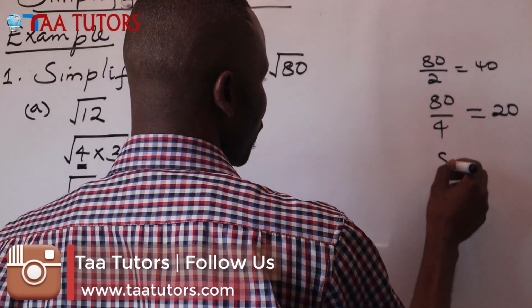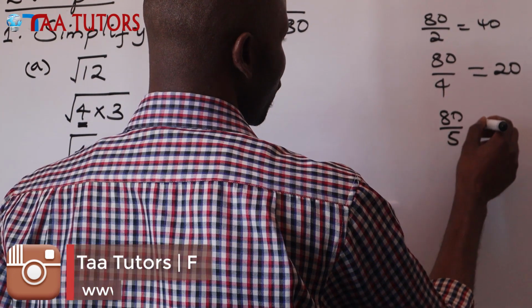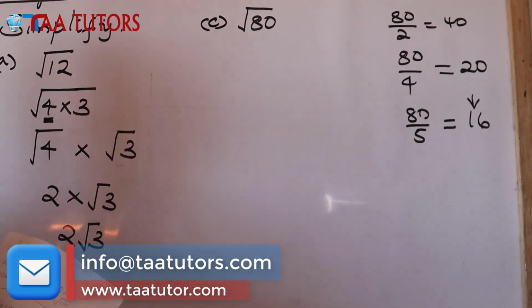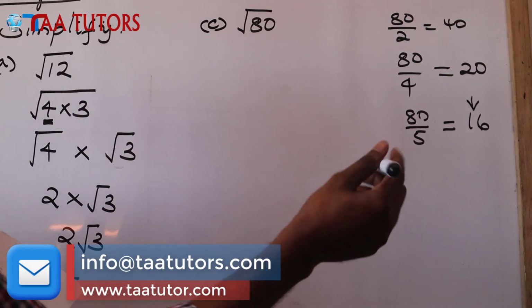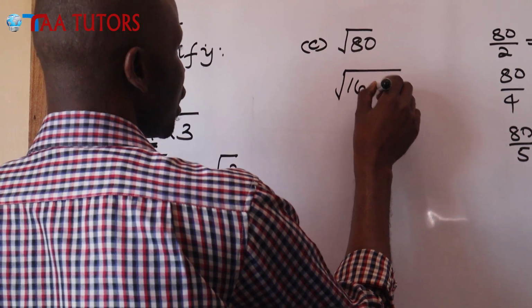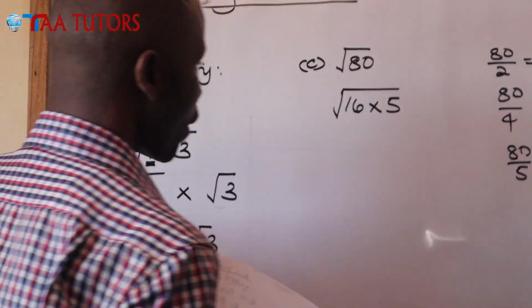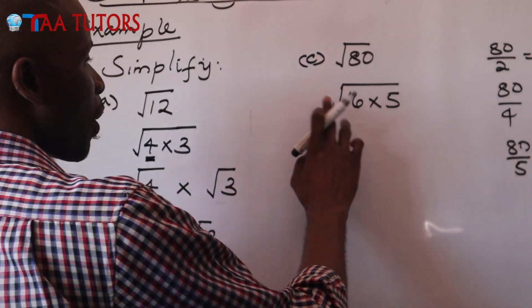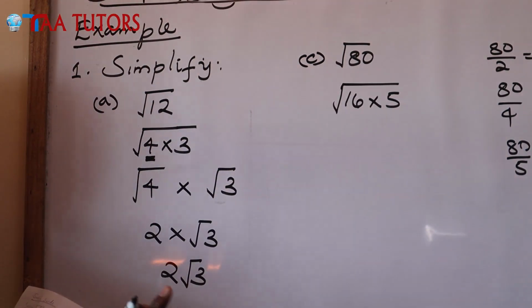Let me move to 5. 80 divided by 5, sure, is 16. So we have our number there. 16 is a square number. It means that √80 can also be written as √(16 × 5). We know that of the two numbers I have to get here, one is a square number, one is not. That's how you should think.